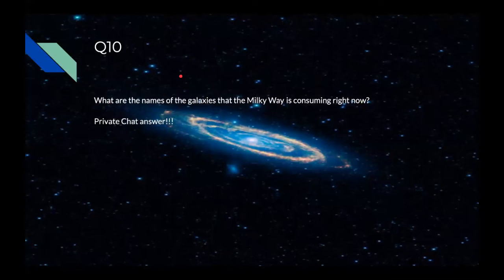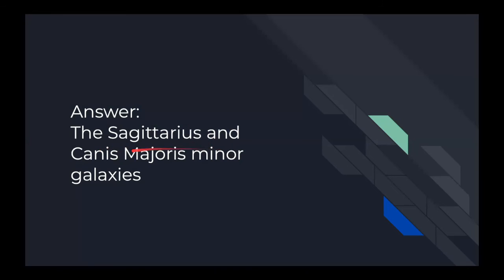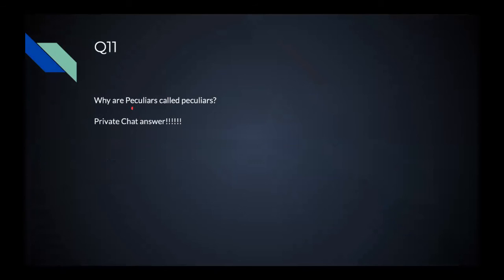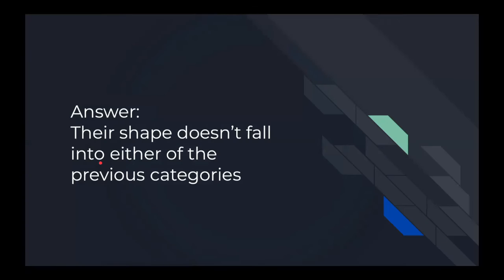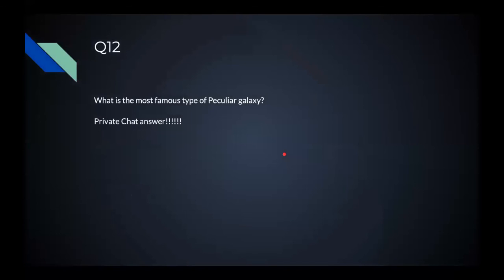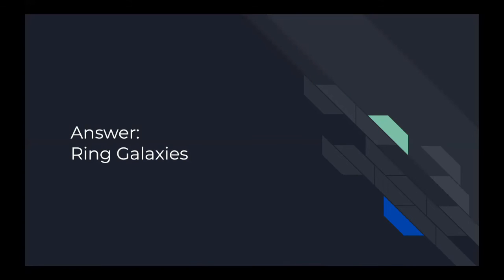So, what are the names of the galaxies the Milky Way is consuming right now? The answer is Sagittarius and Canis Majoris Minor galaxies. Why are peculiars called peculiars? The answer is it's because they have a weird shape that doesn't fall into either of the previous categories. Like they aren't elliptical or spiral galaxies. What is the most famous type of peculiar galaxy? Ring galaxies, that's the answer.